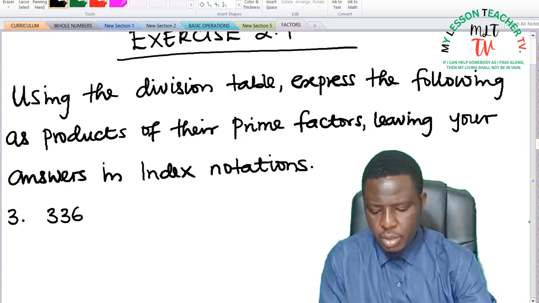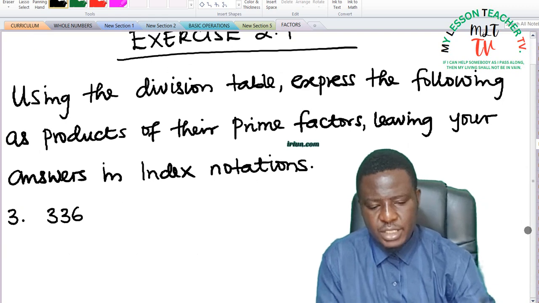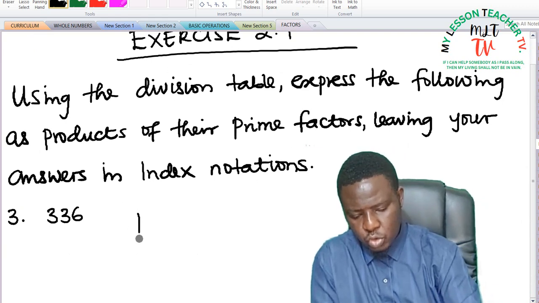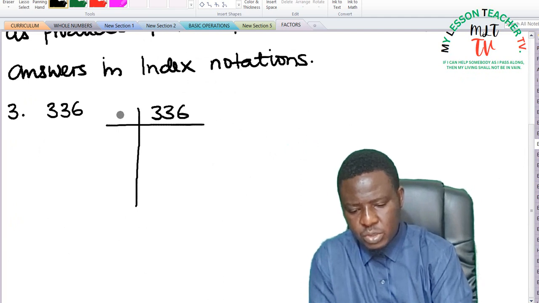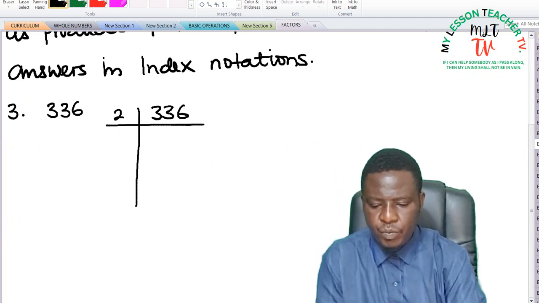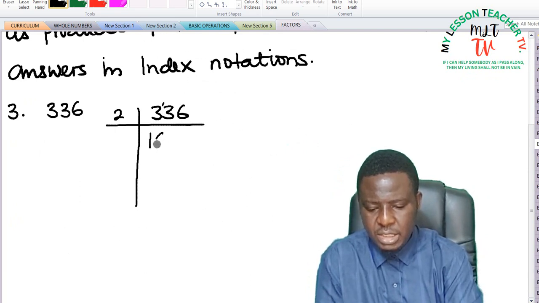Example 3, we are asked to express 336 as a product of its prime factors. We also use the division table. 336, we start dividing it by 2. 2 into 3 is 1 remainder 1. 2 into 13 is 6 remainder 1. 2 into 16 is 8.